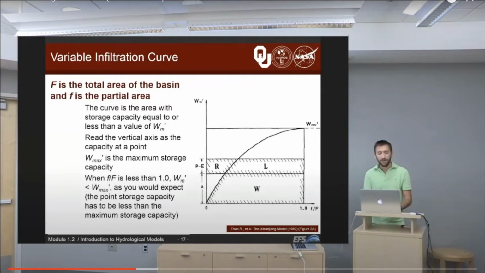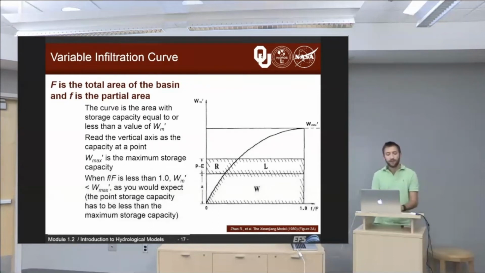So when little f over big F is less than 1.0, Wm' is going to be less than W max prime. The curve is the area with storage capacity equal to or less than a value of Wm prime. What you're going to do is look at the vertical axis, which is Wm prime, and that gives you the capacity at a particular point within the basin. The curve reaches a max point and then levels off as a flat line at W max prime, which is the maximum storage capacity anywhere in the basin.